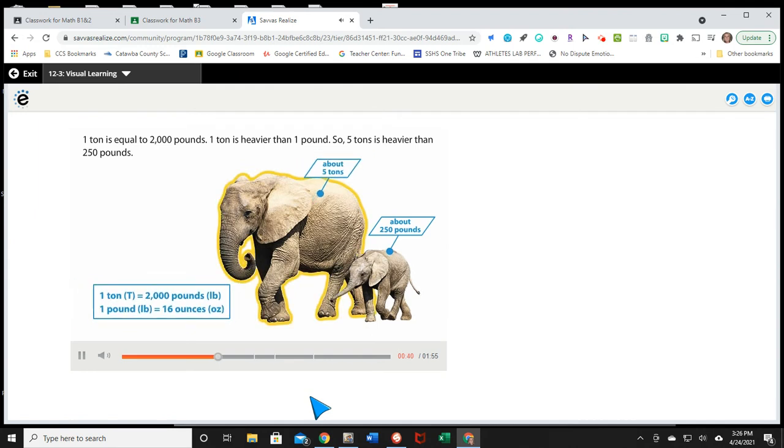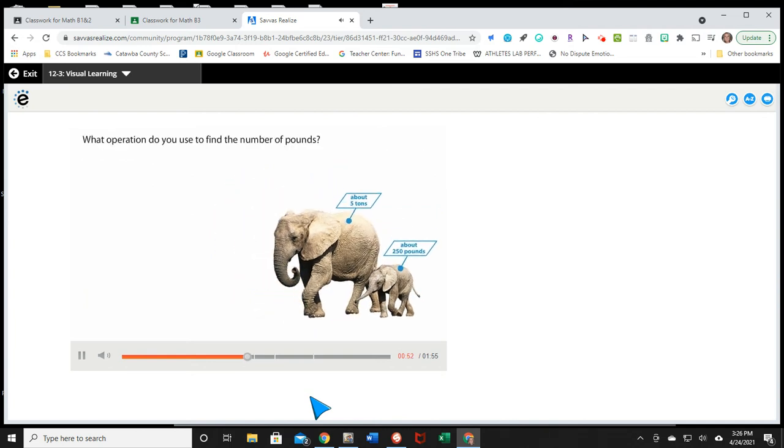1 ton is equal to 2,000 pounds. 1 ton is heavier than 1 pound. So 5 tons is heavier than 250 pounds. What operation do you use to find the number of pounds?